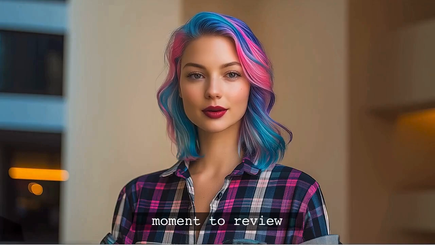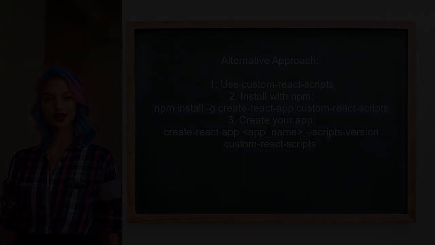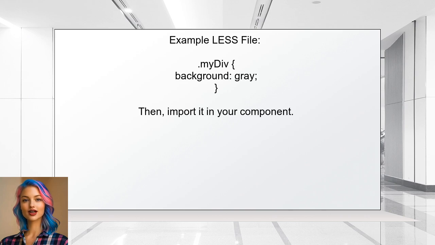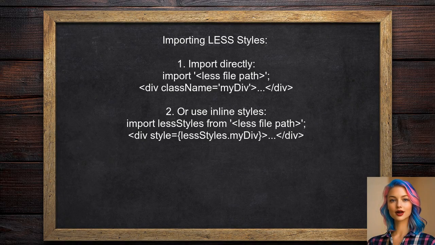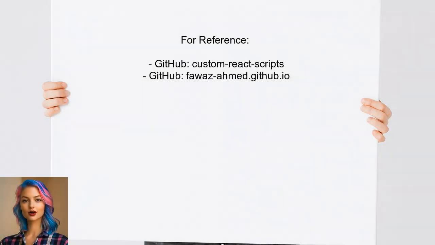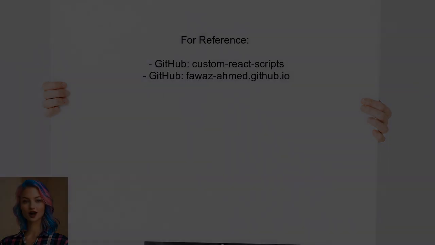Let's take a moment to review another user's answer. An alternative approach to using the Less preprocessor in your Create React app is to utilize custom react-scripts. This method simplifies the process significantly. Once your app is set up, you can create a Less file. For example, you might define a class called myDiv with a gray background. You can import the Less styles in two ways, either by importing the styles directly or by using inline styles. For instance, you can import the Less file and use it in a div. For more details, you can check the links provided in the original response.